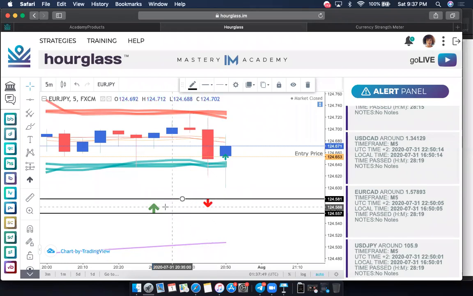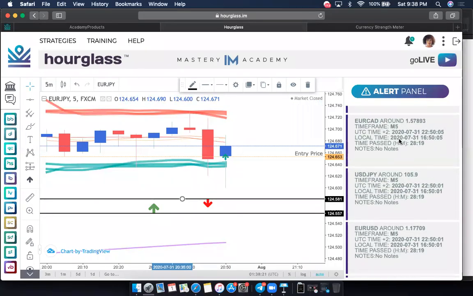So the bottom of an up arrow, you enter. The top of a down arrow, you enter. If that makes sense, put a 777 in the chat. I truly believe this is the easiest strategy for anybody to understand.